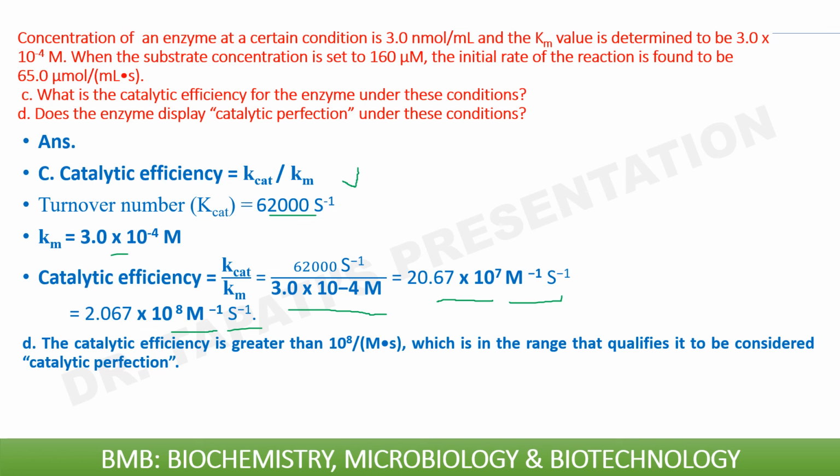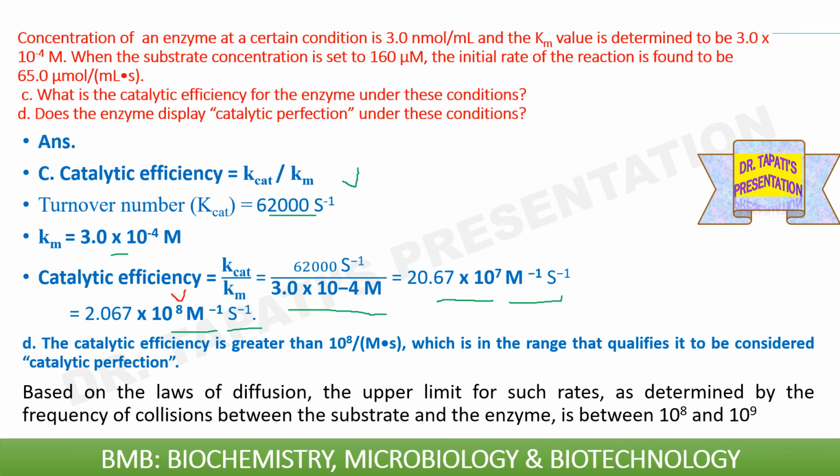You can see that the power of catalytic efficiency here is 10 to the power 8. I have already mentioned that based on the laws of diffusion, the upper limit for such rates as determined by the frequency of collisions between substrate and enzyme is between 10 to the power 8 and 10 to the power 9. If you see this equation, the catalytic efficiency is 2.067 into 10 to the power 8 per molar per second. That is in the range that qualifies it to be considered catalytic perfection. For catalytic perfection, catalytic efficiency should be in between 10 to the power 8 and 10 to the power 9. So in this case, the enzyme displays catalytic perfection under these conditions.